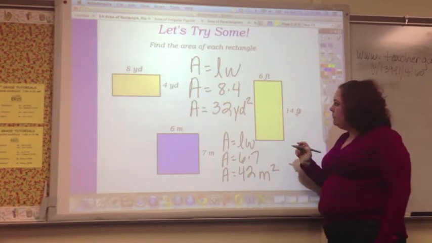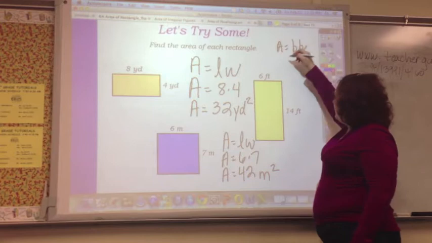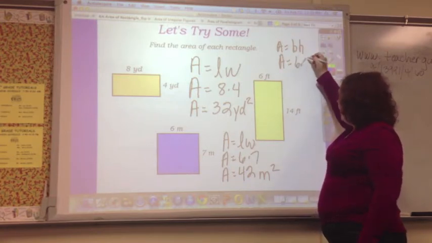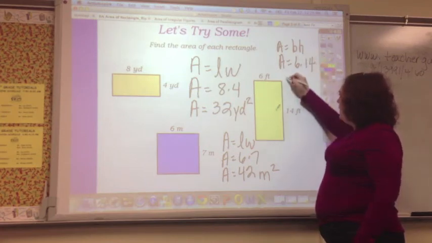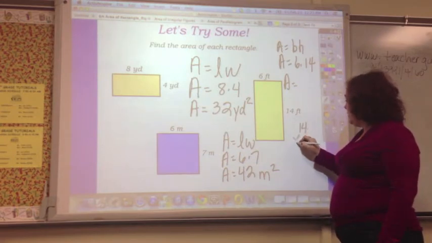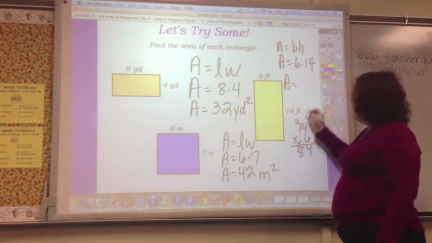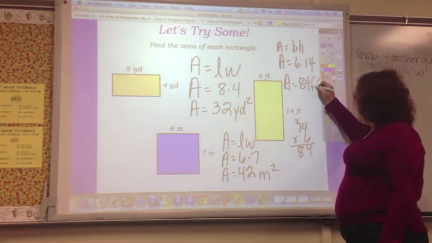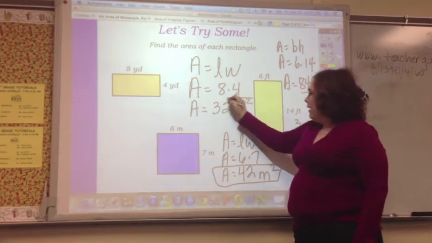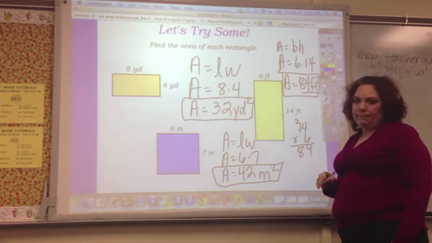So this one, area equals, and let's do base times height. Base times height. Area equals a base of 6 feet and a height of 14 feet. So area equals, and I don't know my 14s by memory, so I go 14 times 6, 6, 7, 8. So 84, and it's feet squared. And I want to make sure and include my labels. Include my measurements.